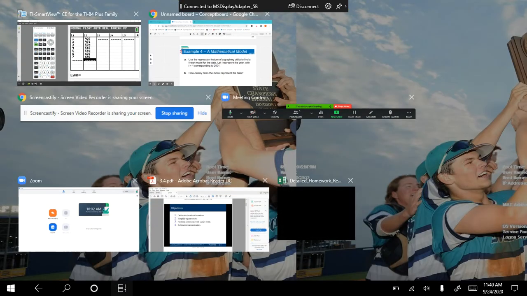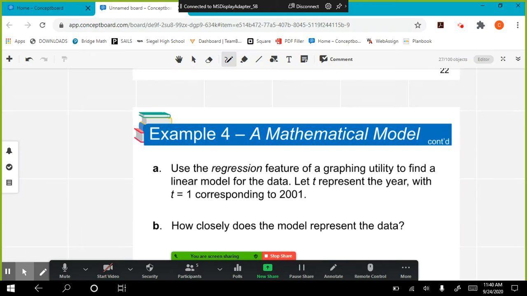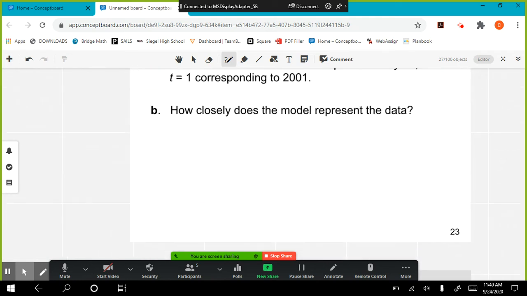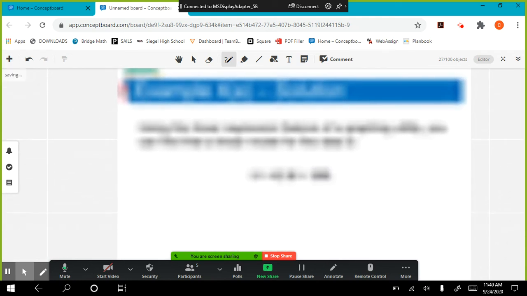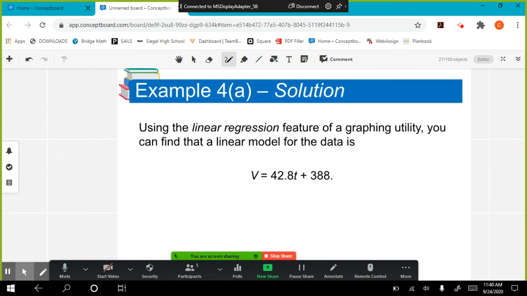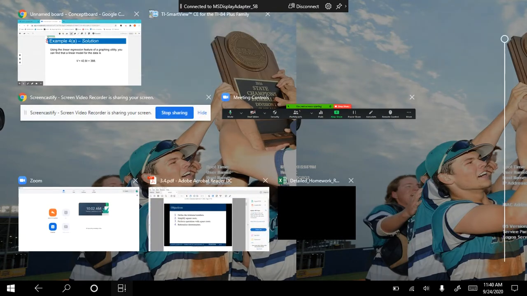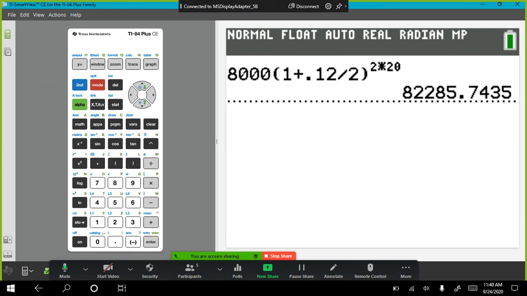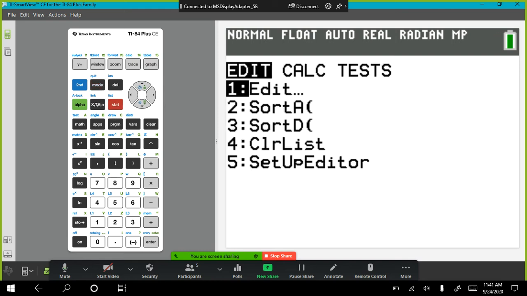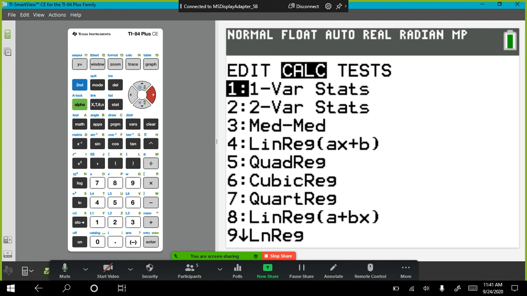Now let's go back to the PowerPoint here and see. I don't believe they're going to actually explain how to do it, so I think I've got to go through. All right, so I've got the points in, and then I'm going to quit out of that, and then I'm going to hit stat, and then I believe I go over to calc. Yep.